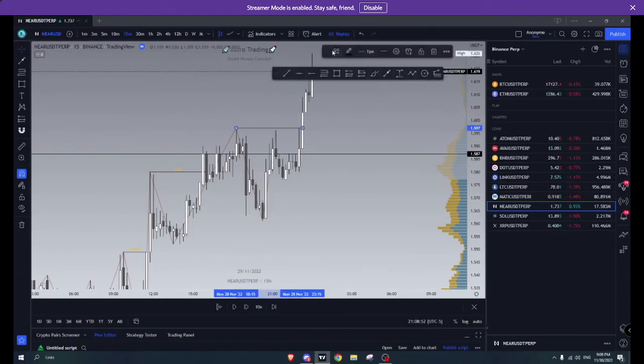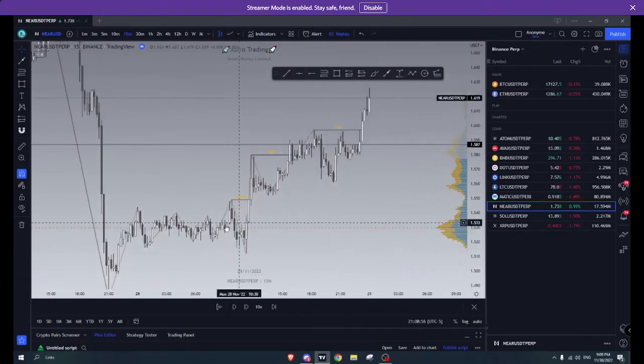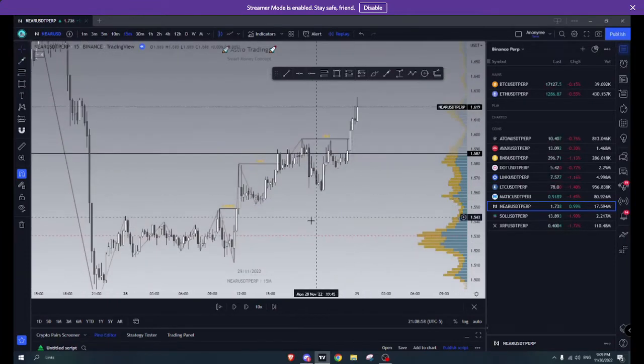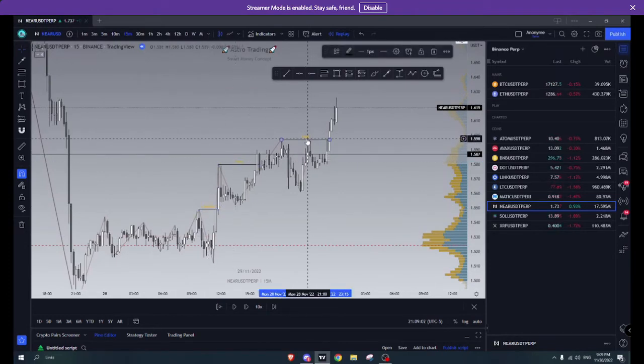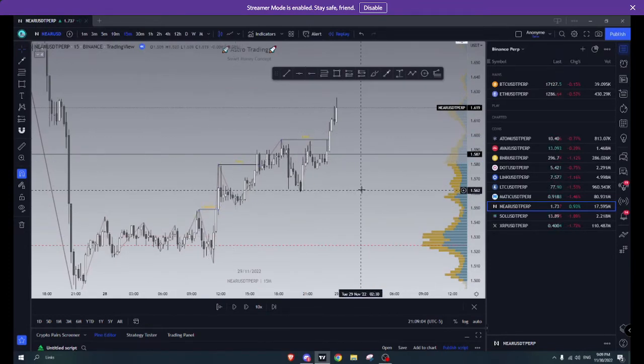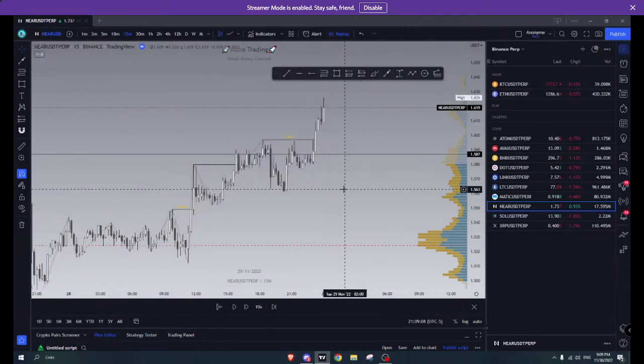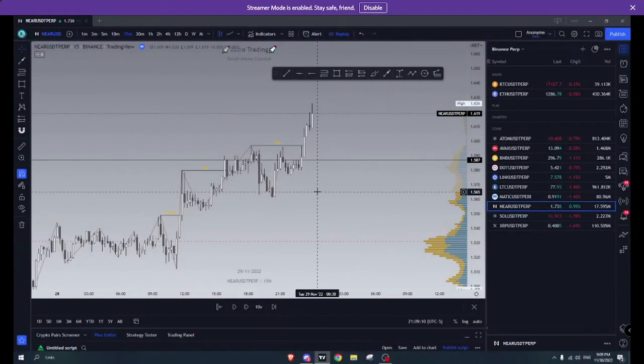So the reason why I take this trade only from the internal structure is because when I'm starting to have the CHoCH and two breakout structures right there, I know that we are in a good bullish trend. So from that, we have this break here.